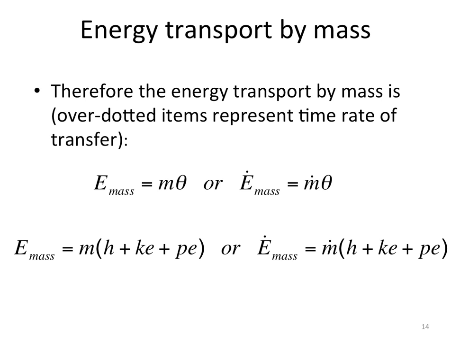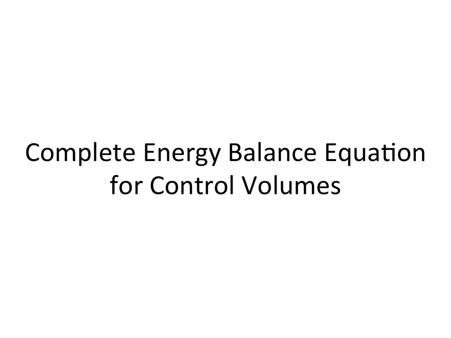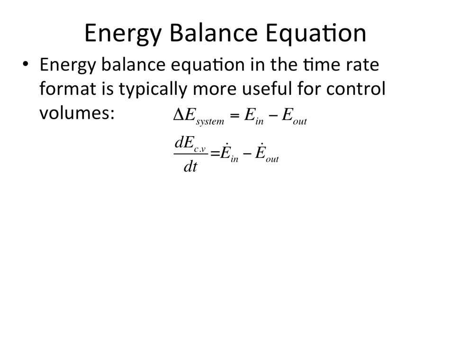Okay, and then you can expand that to show that theta is actually equal to enthalpy and kinetic energy and potential energy. So now we can complete the energy balance equation for a control volume. Now, first, think of the energy change of a system. I have two equations here. The top equation is the general equation. You have the change of a system's energy, which is equal to E in minus E out.